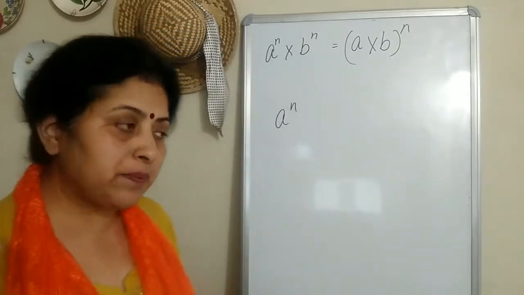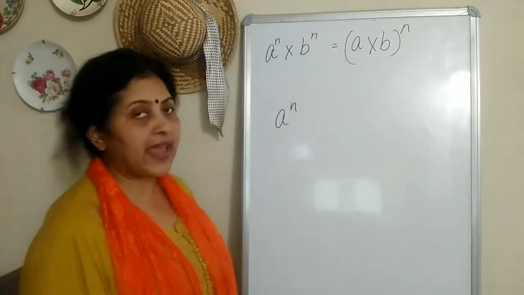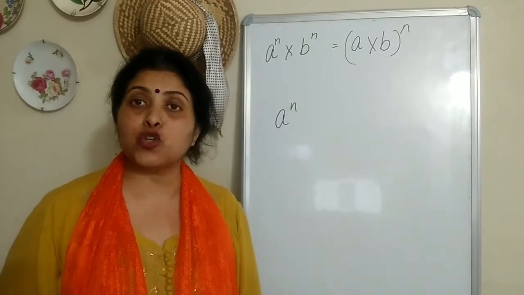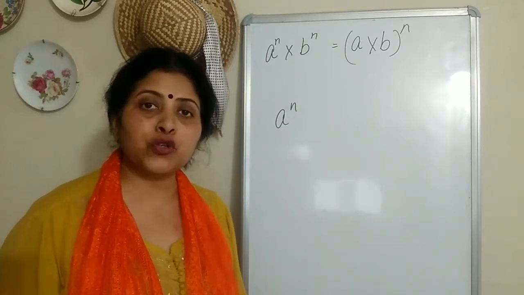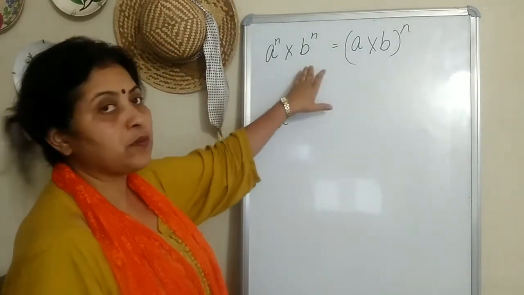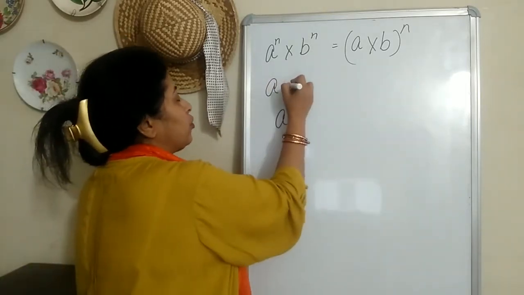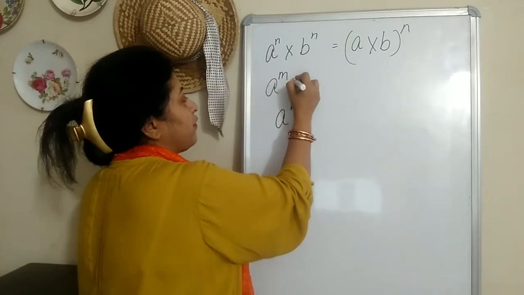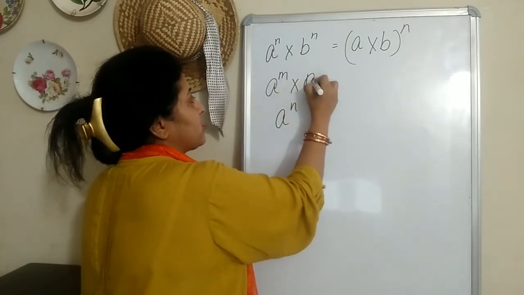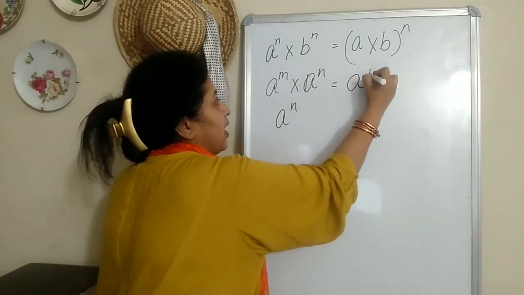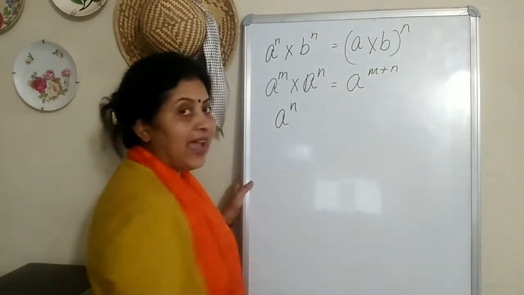This is the third part of the lesson on exponents. Here we are taking two different bases. What are the two different bases? A and B. In the product law, I told you that you would be taking a raised to the power of m into a raised to the power of n. It became a raised to the power of m plus n.